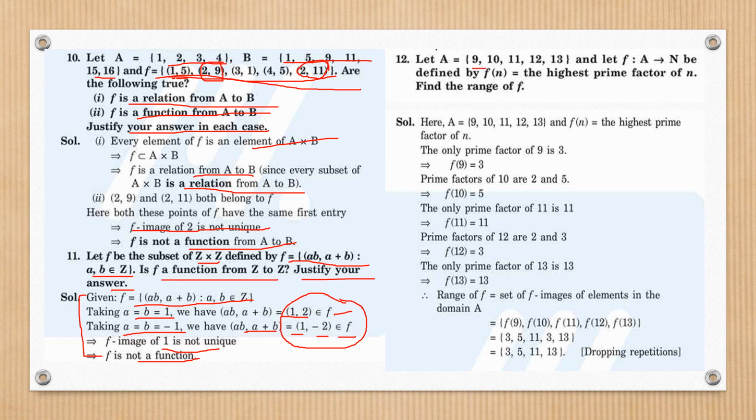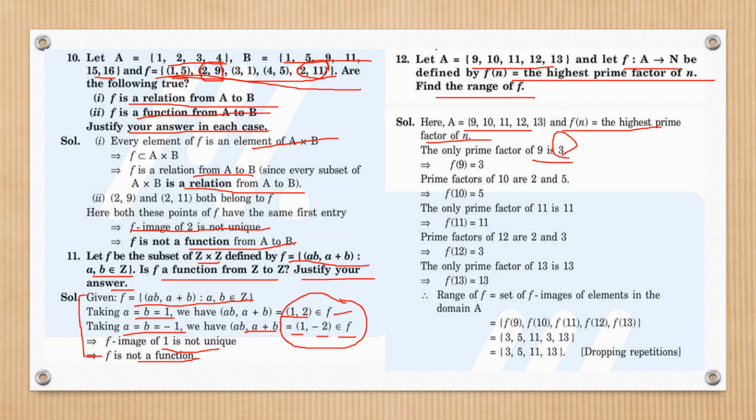Number 12. A is the set {9, 10, 11, 12, 13}. f is a mapping from A to N defined by f(n) is the highest prime factor of n. Find the range of f. Okay, so A is this set and f(n) is your highest prime factor of n. So let us find the factors of 9, and you have to take the highest prime factor. The factors of 9 are 1 into 9, 3 into 3, but out of them the highest prime one is 3.